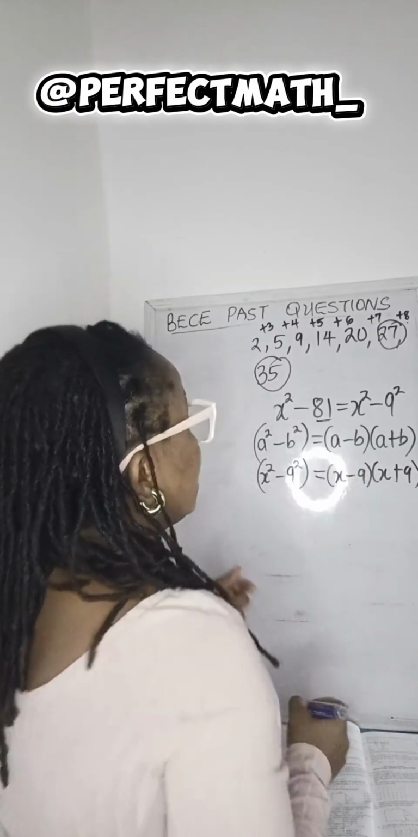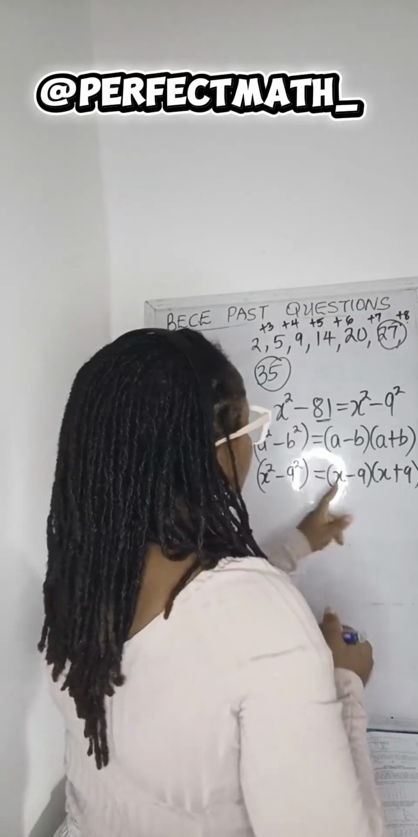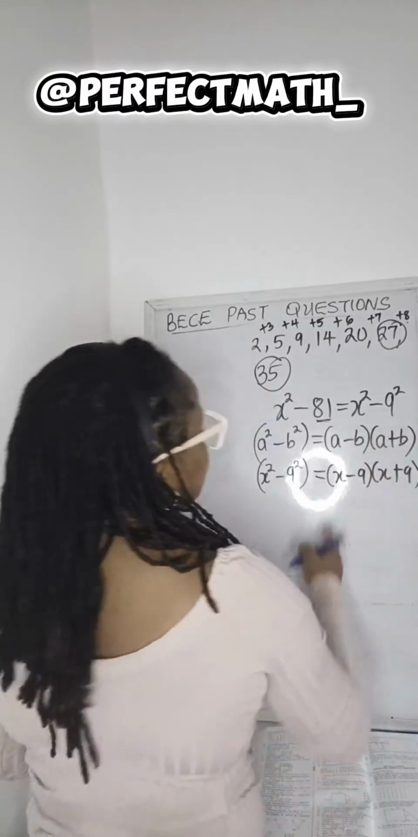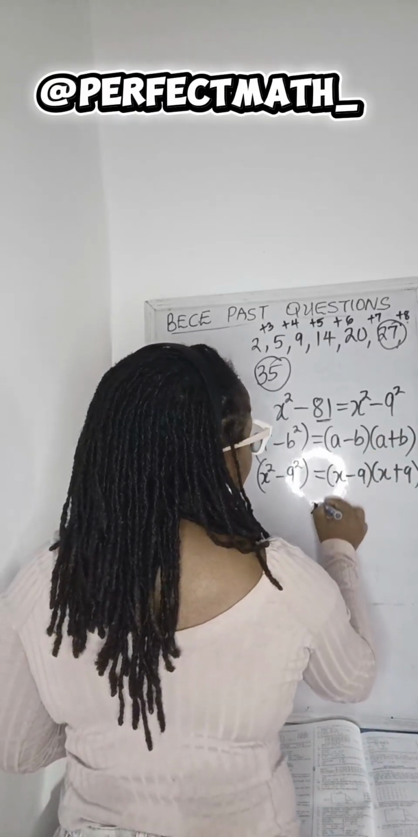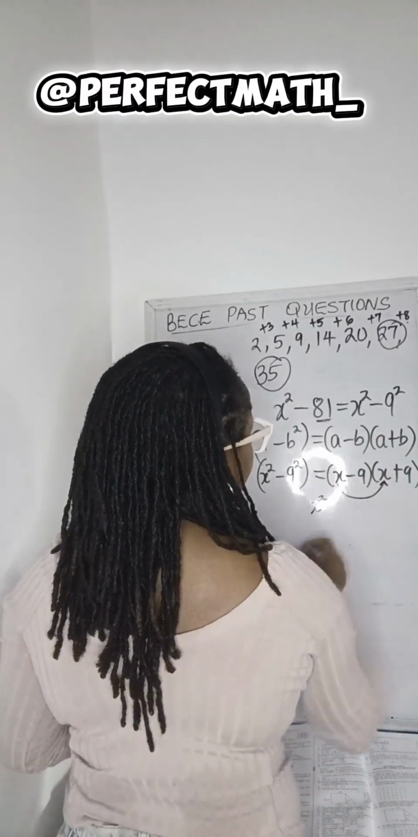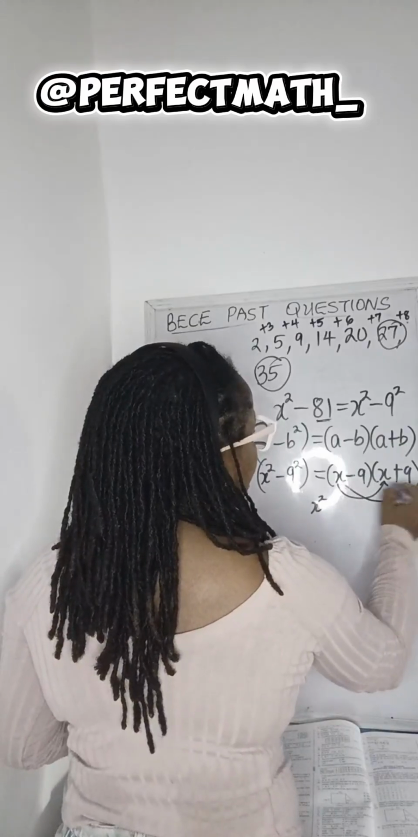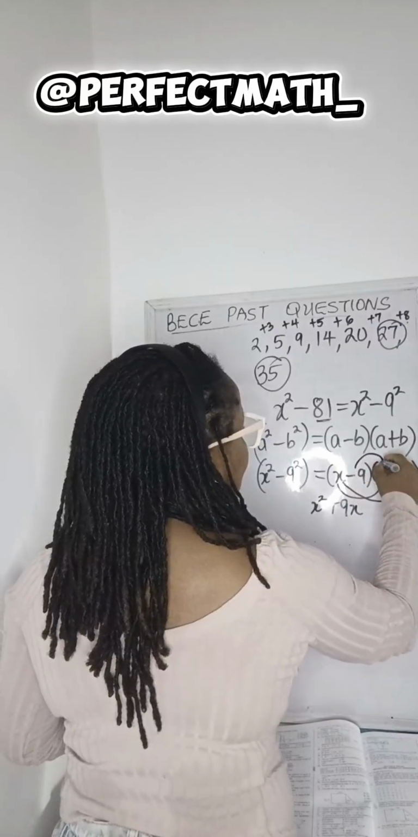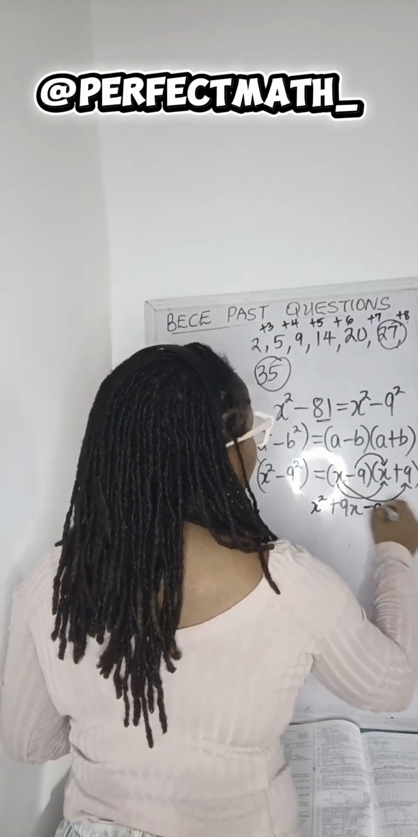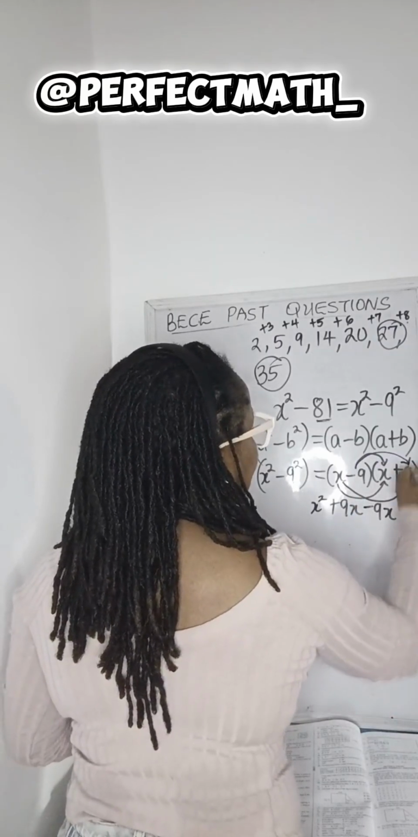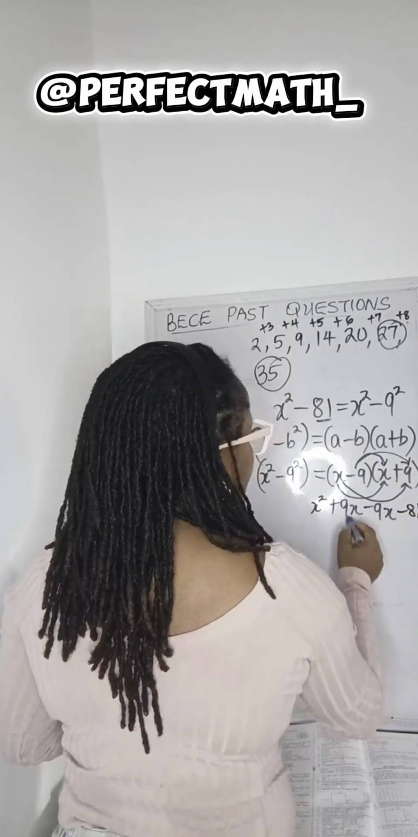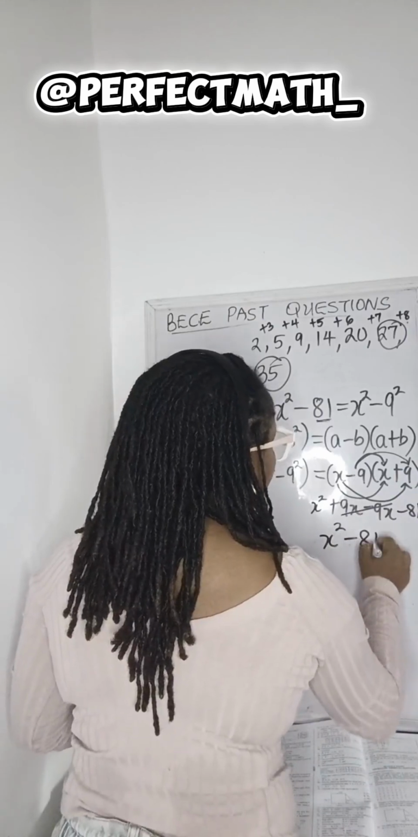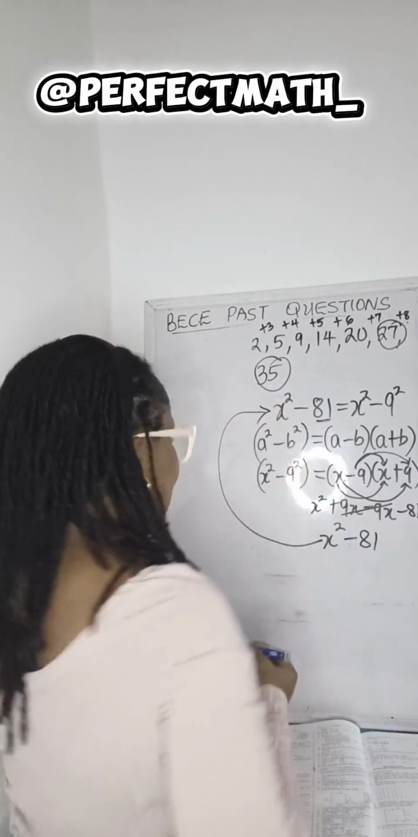And if you want to check, if you try to expand this, it will take you back to this. Let's try it. x times x is x squared. Multiply this with this. Then you multiply this with this. x times 9 is 9x. Then negative 9 times x is negative 9x. And negative 9 times 9 is negative 81. 9x minus 9x will cancel out. So you have x squared minus 81. Voila. It takes us back here.